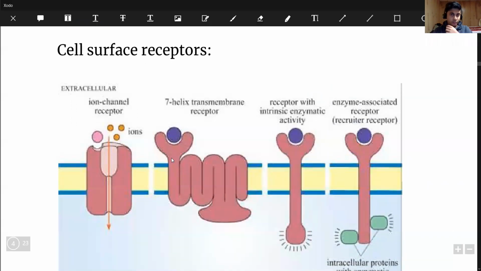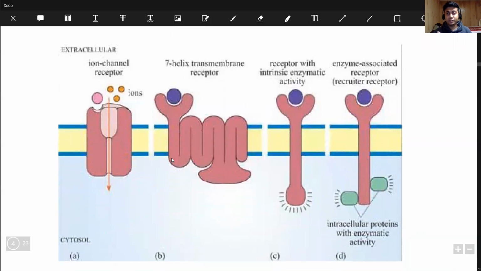Next thing is the cell surface receptor. These cell surface receptors are divided into several classes. First, we see two areas. One is the extracellular space, another is the cytosol, the cytoplasm. And as you can see, this is the cell membrane, right? And here, four types of receptor we can see.